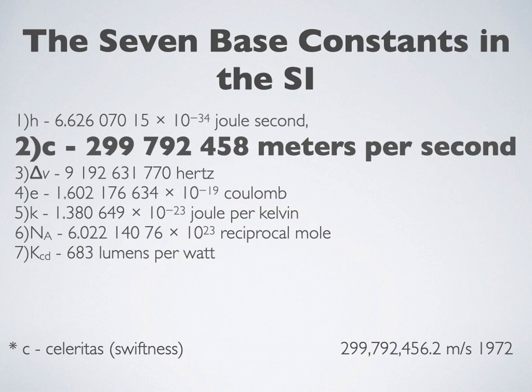The speed of light is given the variable c, by the way. That comes from Latin celeritas, which means swiftness, and light does in fact move pretty quickly. So we'll stop there. That is kind of an overview of measurement standardization, and we're going to use that to understand how we go in and take these units to measure things in the lab.